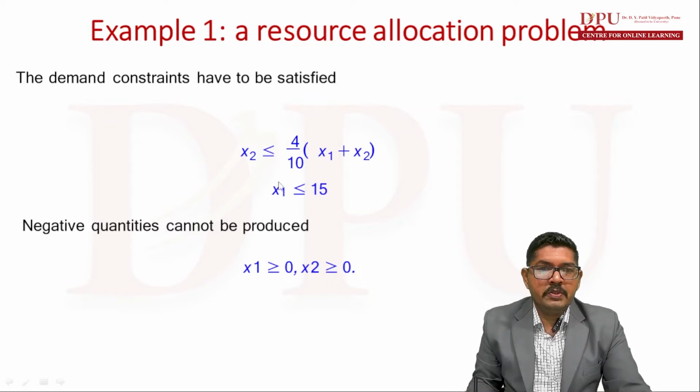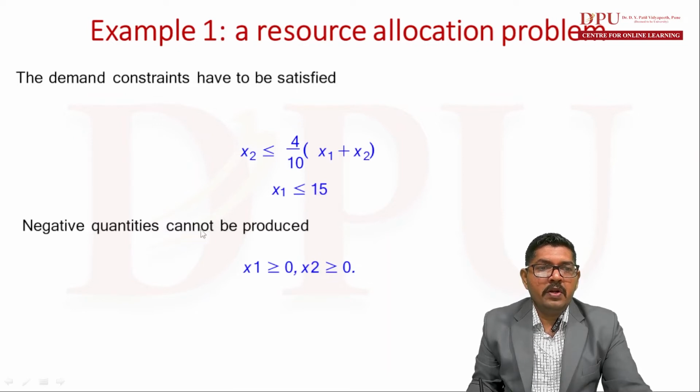So x1 plus x2 is the total quantity of type 1 cable, the 5 mm cable, and type 2 cable, the 10 mm cable, to be produced, and the quantity of x2 should be less than 40% of the total production. So x1 plus x2 represents the total production, and 4 by 10 represents the 40%. So x2, the quantity of type 2 cable, the 10 mm cable, should be less than 40% of the total production. So from this we get this equation, and x1 is less than or equal to 15 as given.